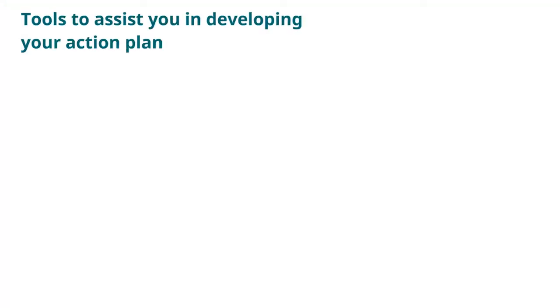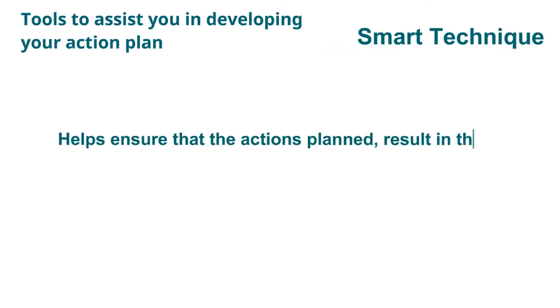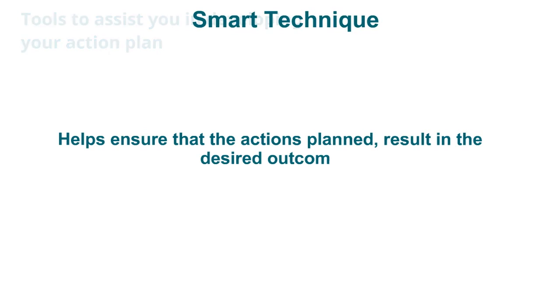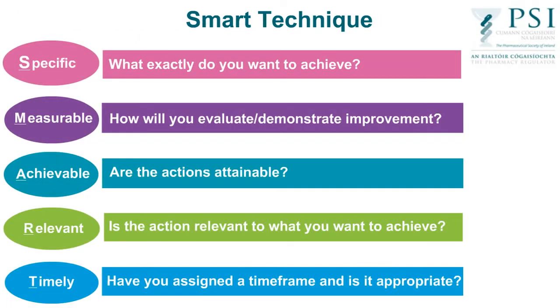It may be useful to use the SMART technique when completing your action plan. It can be used to help ensure that the actions planned result in the desired outcomes. Be specific. Your actions need to be clear in order for everyone to understand them, and not too general. Measurable. Your actions need to be quantifiable. Make sure you avoid being vague.